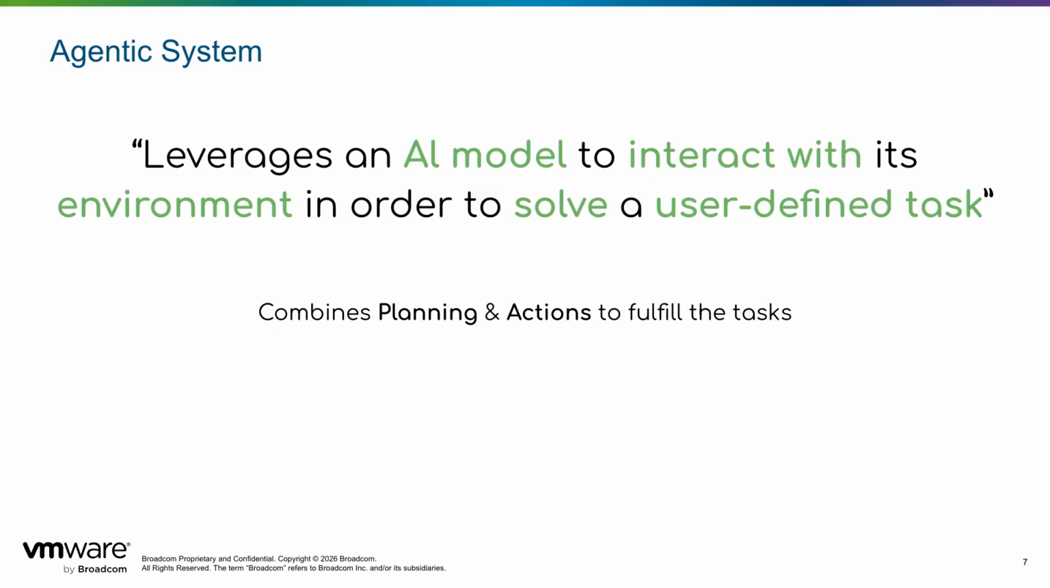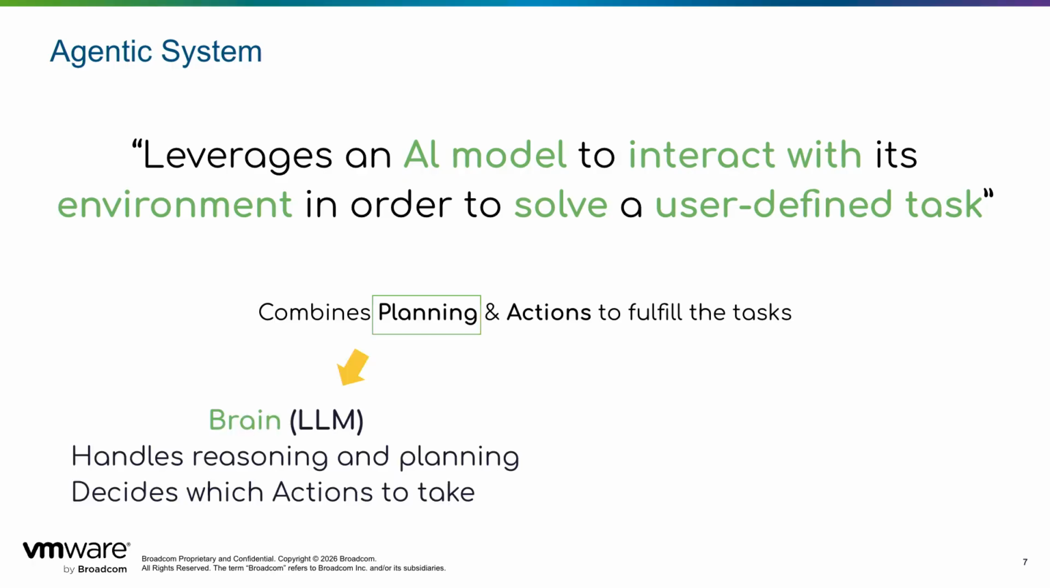So first, let's define what an agentic system is. You want to use an AI model to interact with the environment, but you need to solve a user-defined task. What sets agents apart from other things is that they come up with a plan for the thing that you ask them for, and then they do something. So how do they do the planning?